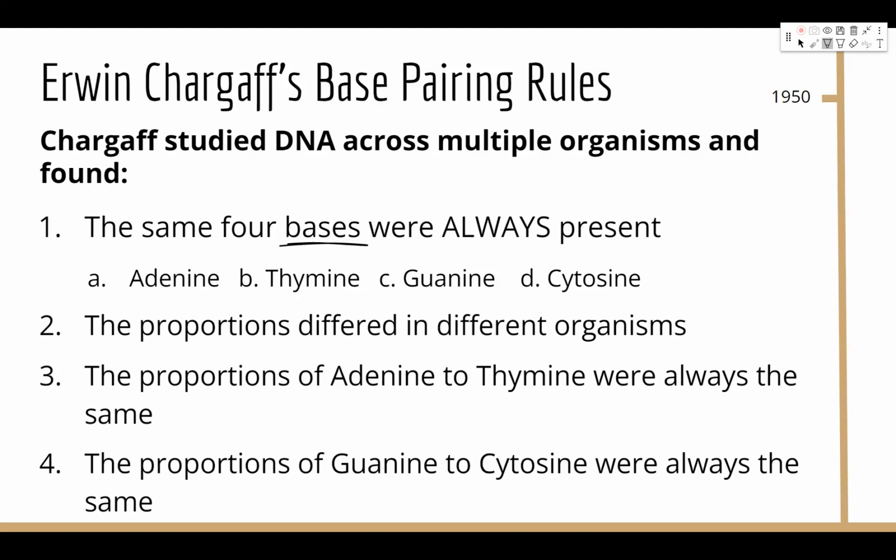That's the top of your third page. I don't want that to blend in. I want you to put some stars around that. Up at the very top of the third page, where it says the proportions of adenine to thymine were always the same, and the proportions of guanine to cytosine were always the same, stars, exclamation points. Big idea right there. That is going to come in handy tomorrow.